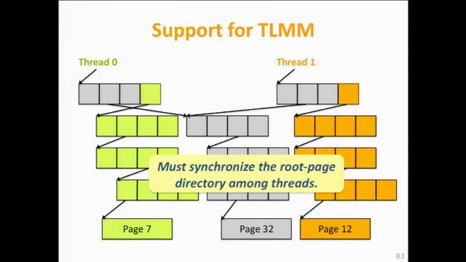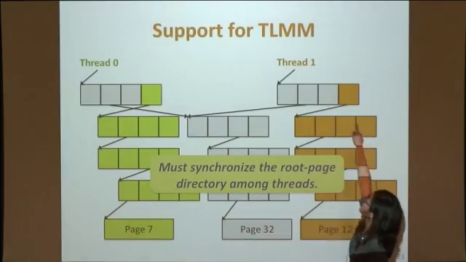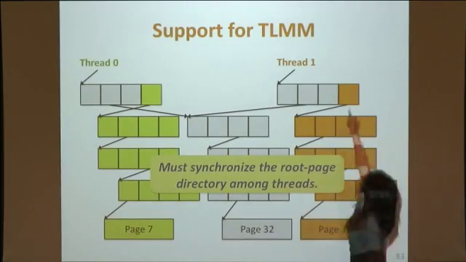Each thread can only have one root page directory. If each thread is really an OS thread, there's only one page table, which means there's only one root page directory. When I say root page directory, this is like one page table. One for thread 0 and one for thread 1. So to enable TLMM abstraction, each thread still has a single root page directory, but they are different root page directories across the threads.